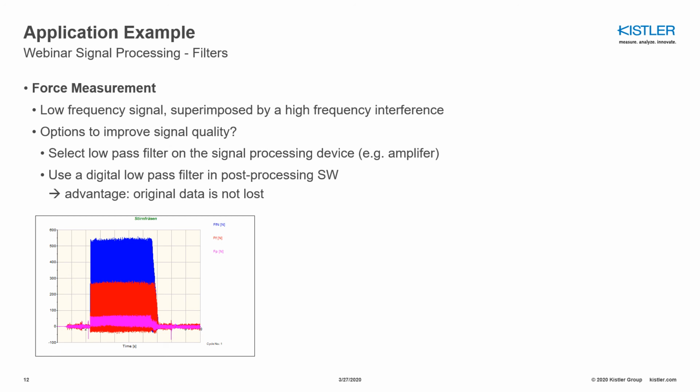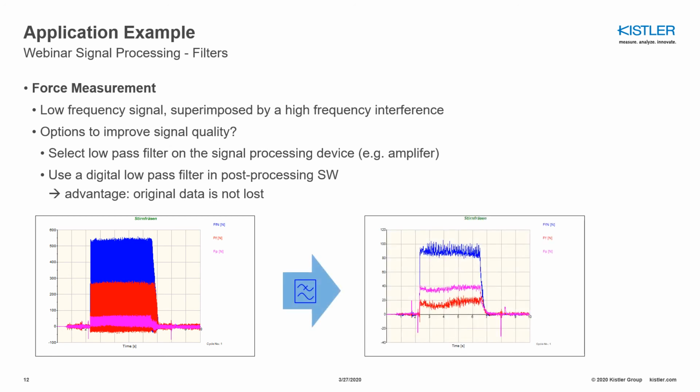So how does the result look like once we have applied a low-pass filter onto these three force signals? Here is how this looks like. You can clearly see that the superimposed high-frequency interference has gone and is filtered. And you can clearly see the three force steps.